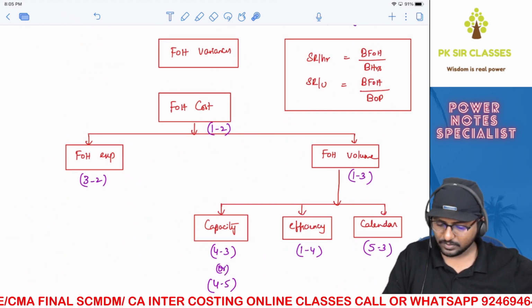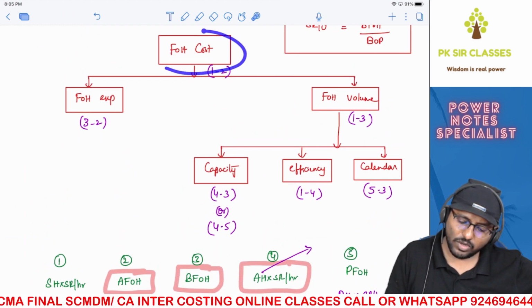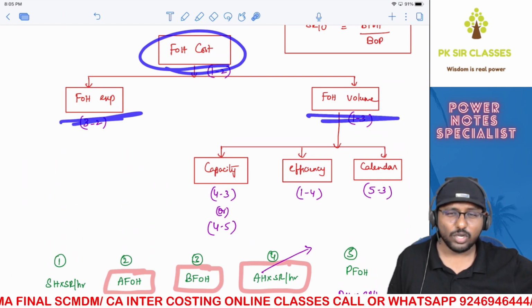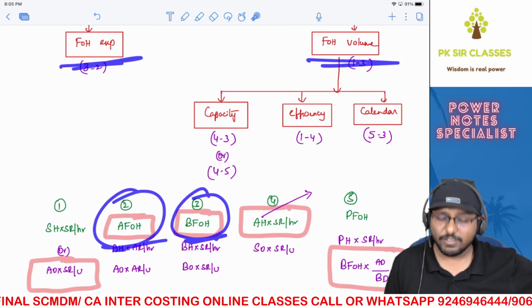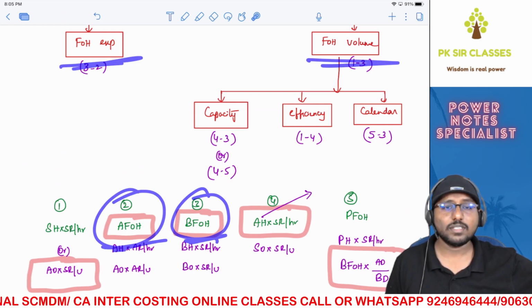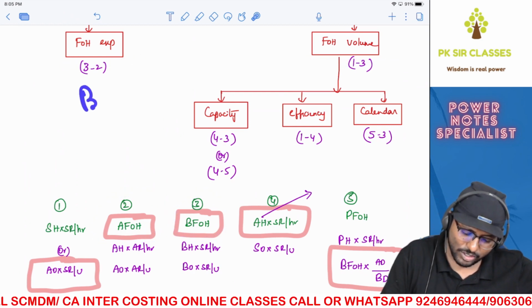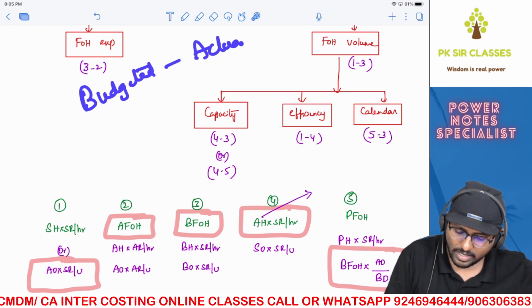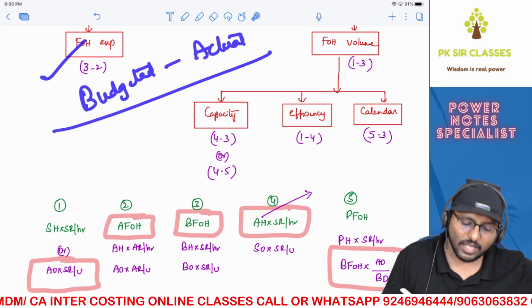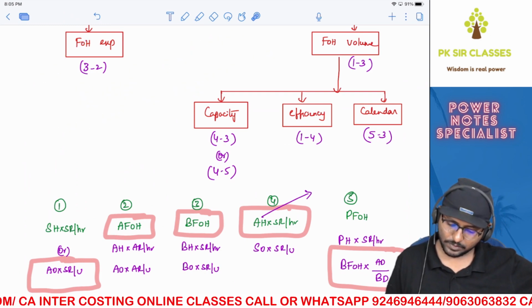Anyways, first of all, fixed overhead cost variance is divided into expenditure and volume. So what is expenditure? Very simple, 3 minus 2. The difference between budgeted fixed overheads and actual fixed overheads is nothing but expenditure. Nothing much to understand over here. It's very easy. The difference between budgeted and actual is the fixed overhead expenditure variance.